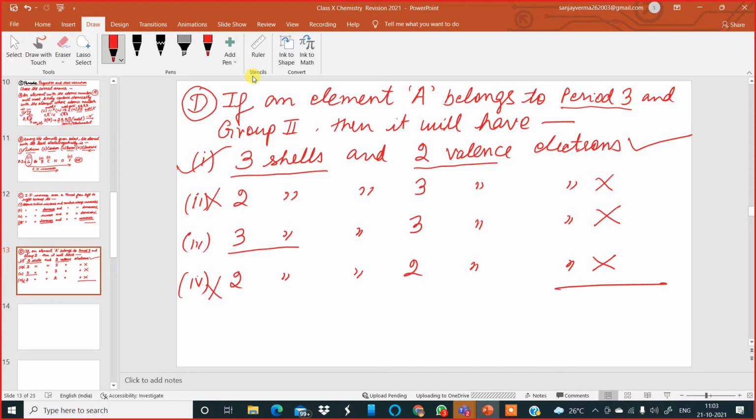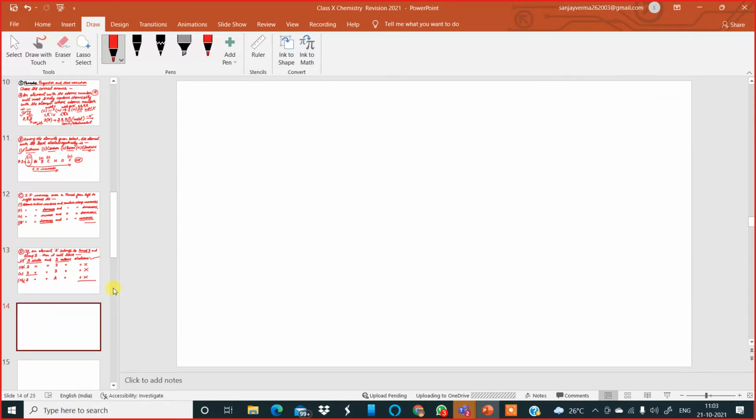Am I clear? Remember, the period number tells us how many shells are there, and the group number tells us how many electrons are there in the valence shell. Remember this. That is number D. Shall I move to the next question? Number E. Now I'm writing the question.